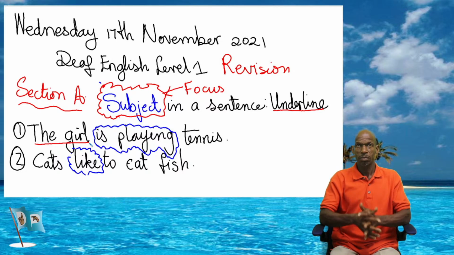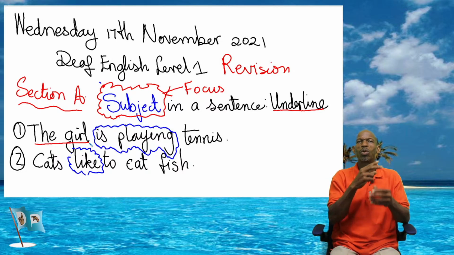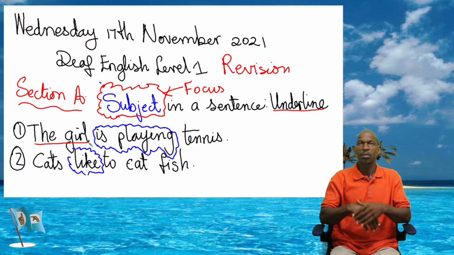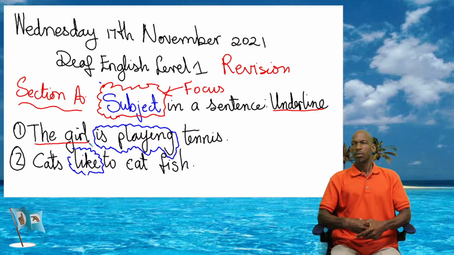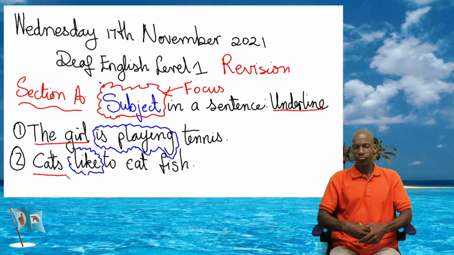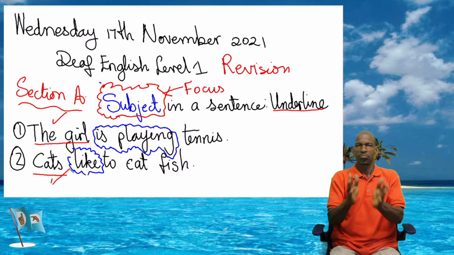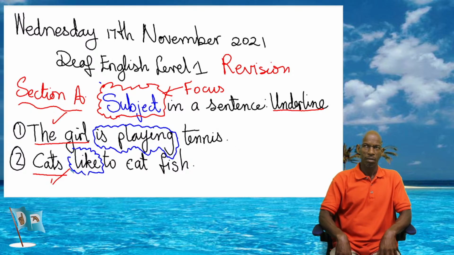Okay, so what is the verb? What is the subject? Right, not maybe, but that's the subject. Cats. So cats is the subject. Correct. So the girl and cats, that is the subject. So who is doing the action is the subject.